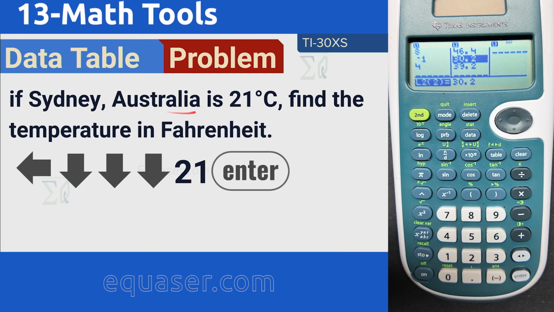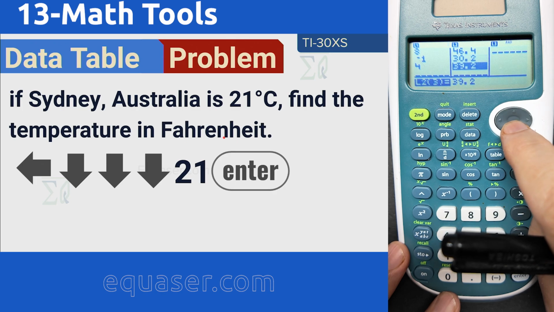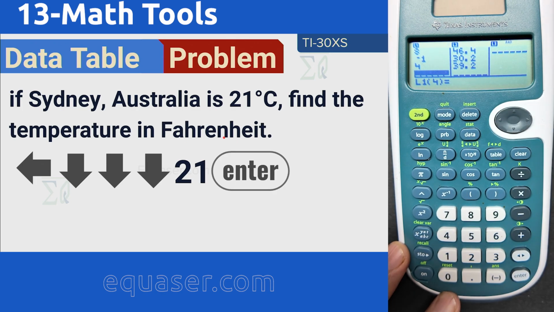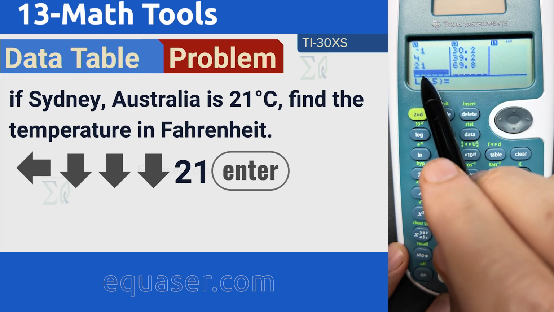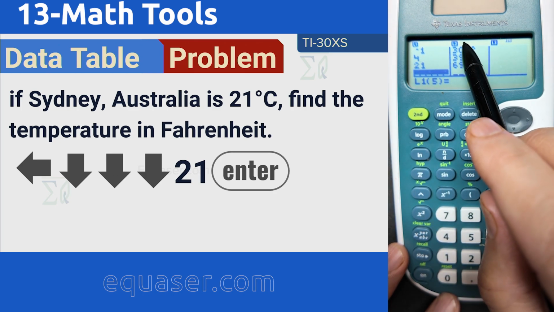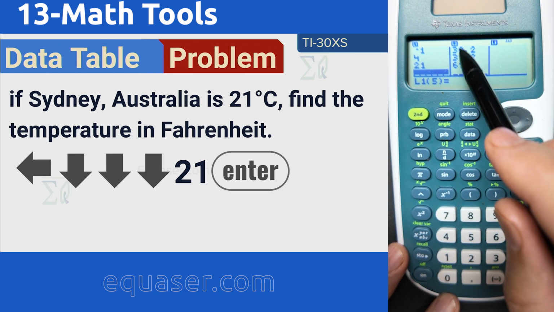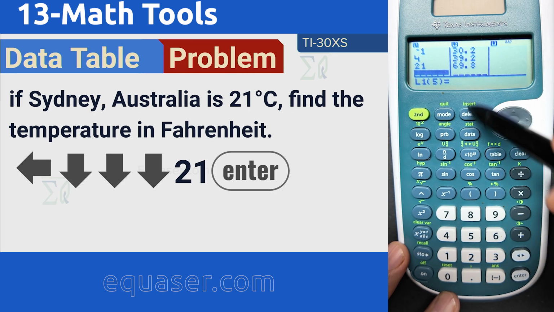If Sydney, Australia is 21 degrees Celsius, find the temperature in Fahrenheit. For that, we just come down and go to the left and enter the value 21 and press enter. Automatically it calculates it for you because the whole column is under the same formula, because it's L2.